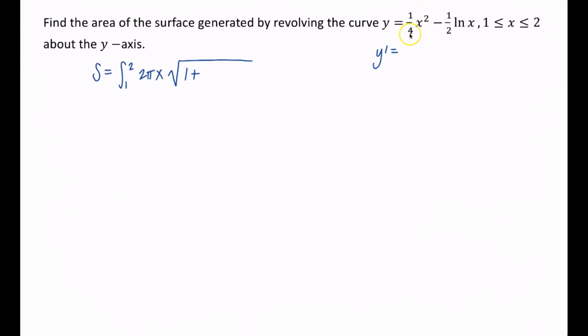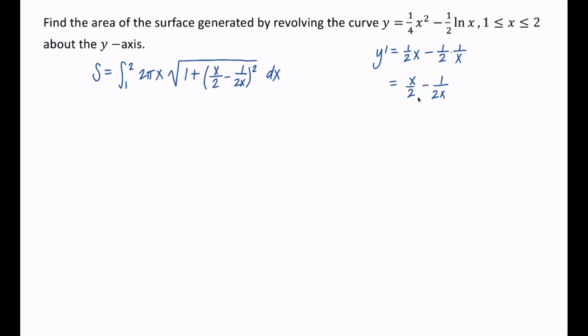Here with the power rule, we'll have 2/4, which is 1/2. So we'll have 1/2 x minus 1 over 2 times the derivative of ln x, which is 1 over x. So what I have here is x over 2 minus 1 over 2x. That's my derivative as a function of x, and then we have to square that. So this is going to be heavier on the algebra. So I have x over 2 minus 1 over 2x, squared, dx.